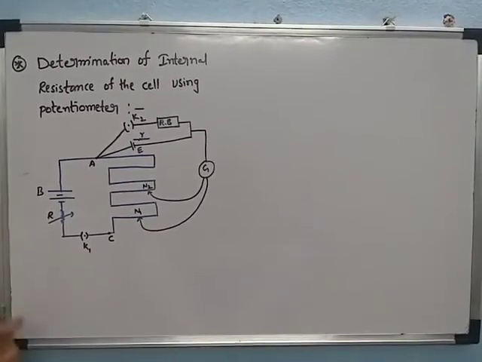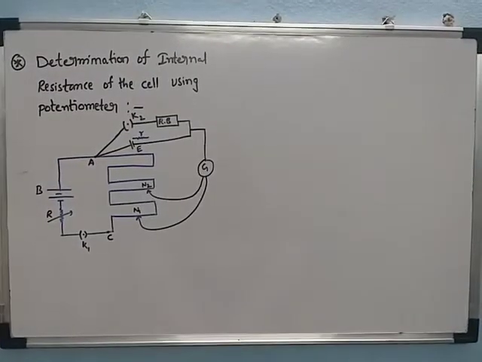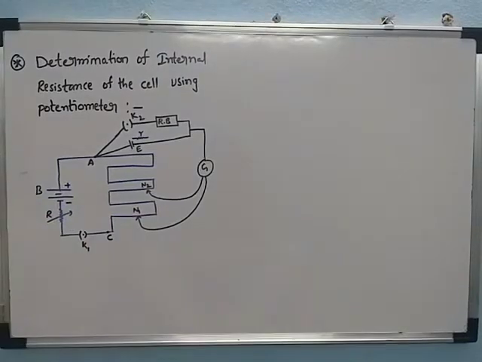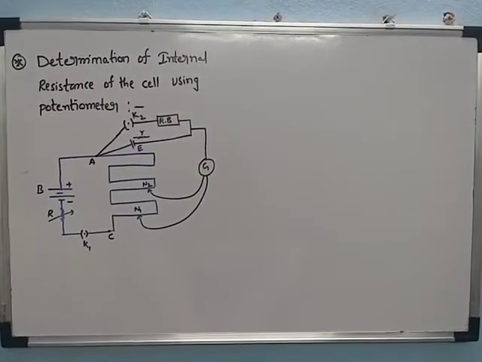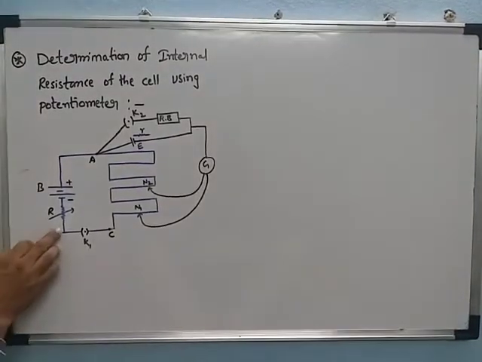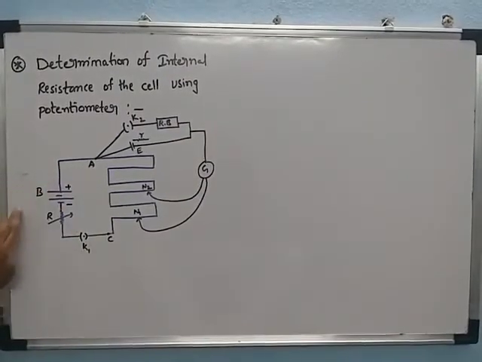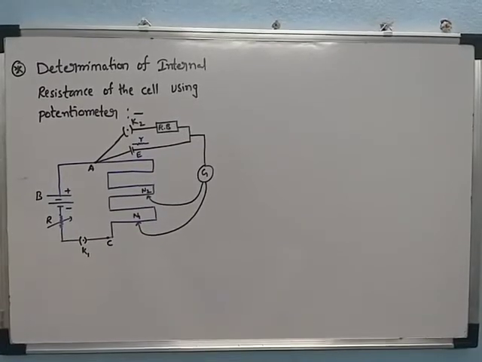Now in this circuit, the battery is denoted by B, with its positive terminal and negative terminal. Across it is connected a rheostat, Rh, and the plug key K1, all connected in a series combination.